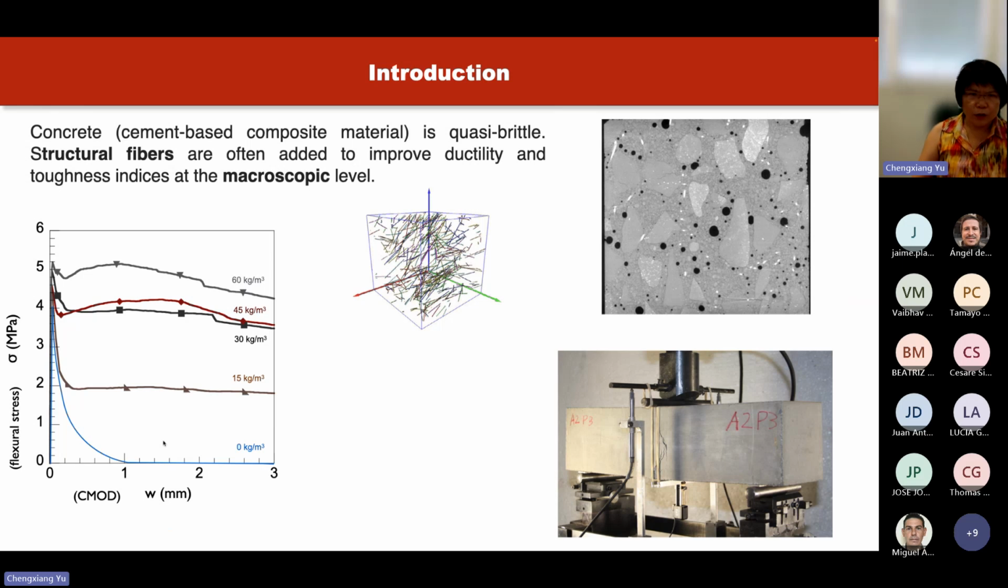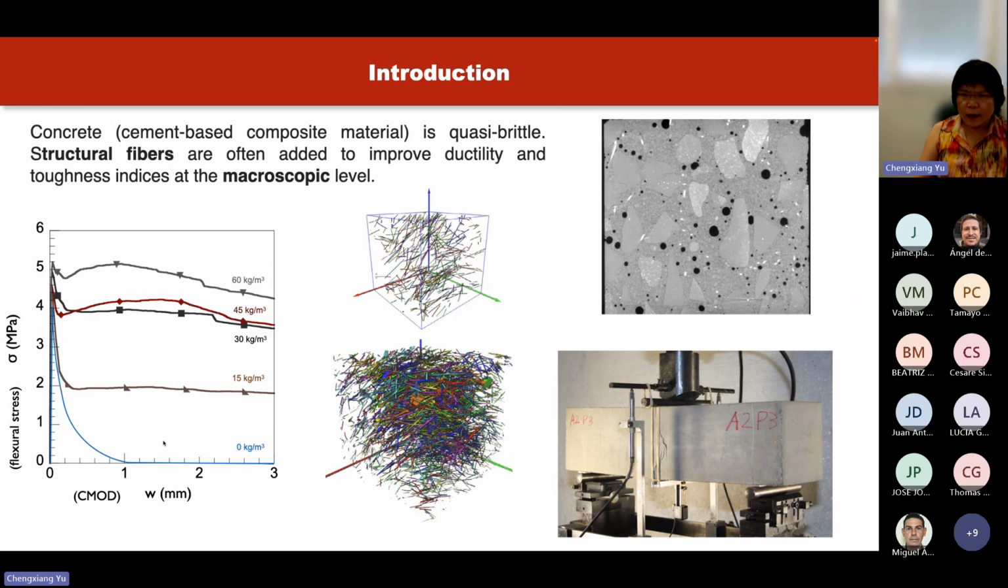Start with concrete. We know that it is quasi-brittle. Structural fibers are often added to improve ductility and toughness indices at the microscopic level. On the left, you can see the stress versus displacement curve. And you can see that as we add more steel fibers, the material tends to behave from brittle to ductile behavior. And what we would like to do is figure out how we can numerically model such behavior.